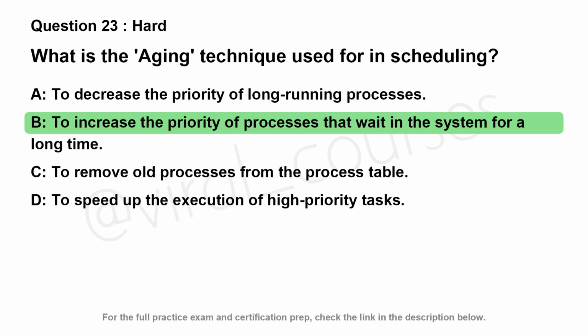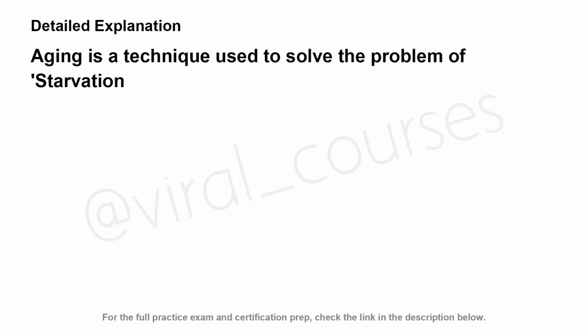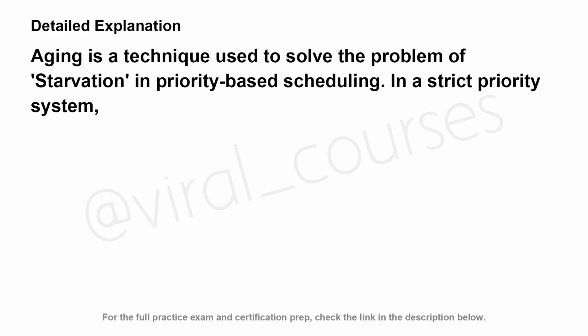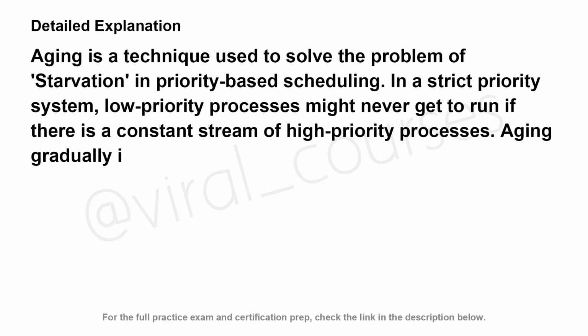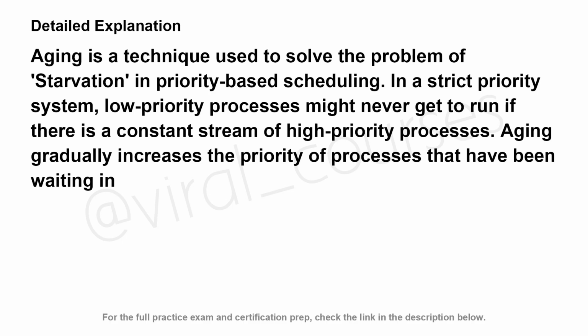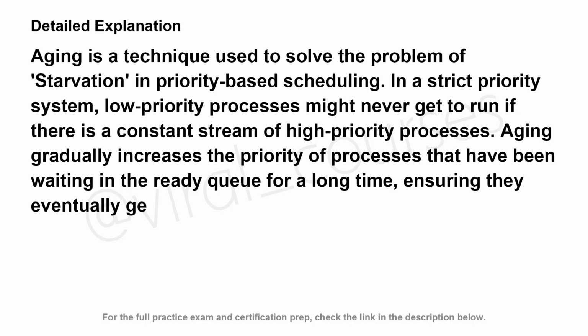The correct answer is B. Aging is a technique used to solve the problem of starvation in priority-based scheduling. In a strict priority system, low-priority processes might never get to run if there is a constant stream of high-priority processes. Aging gradually increases the priority of processes that have been waiting in the ready queue for a long time, ensuring they eventually get a chance to execute.